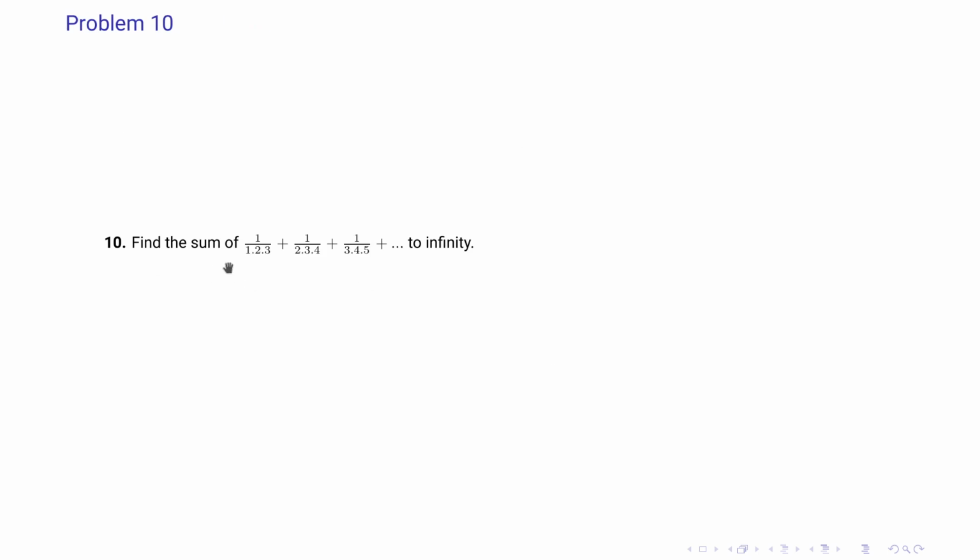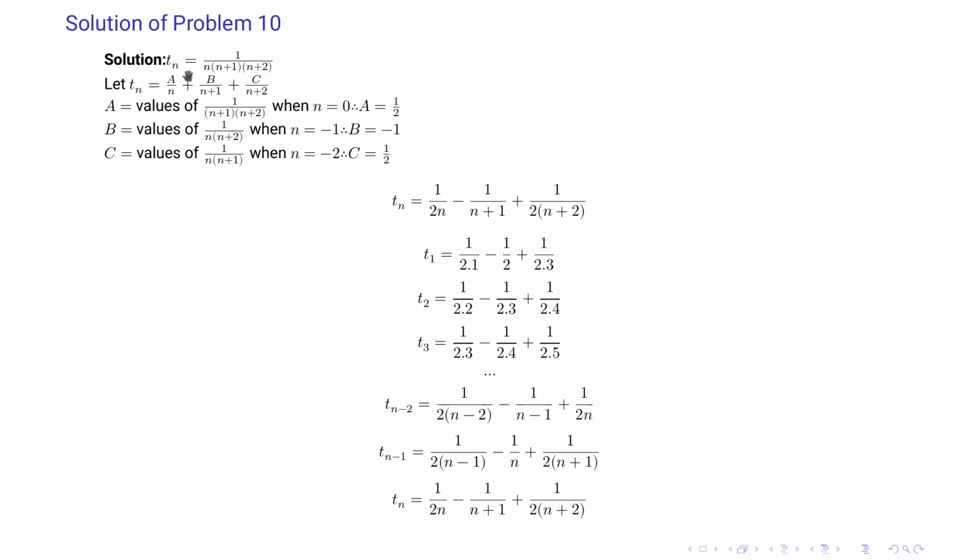Problem number 10 says: find the sum of 1 by 1 into 2 into 3 plus 1 by 2 into 3 into 4 plus 1 by 3 into 4 into 5 up to infinity. So we let Tn equal to 1 by n into n plus 1 into n plus 2. We can write this as a by n plus b by n plus 1 plus c by n plus 2. From the elementary system of equations, a is the value of 1 by (n plus 1)(n plus 2) when n is equal to 0, that is, a is equal to 1 by 2. Similarly, b is equal to minus 1 and c is equal to 1 by 2. Now our nth term becomes 1 by 2n minus 1 by n plus 1 plus 1 by 2 into n plus 2. Now we write these terms here.